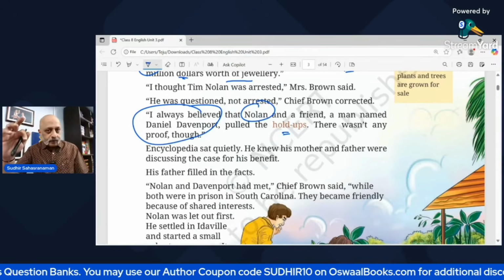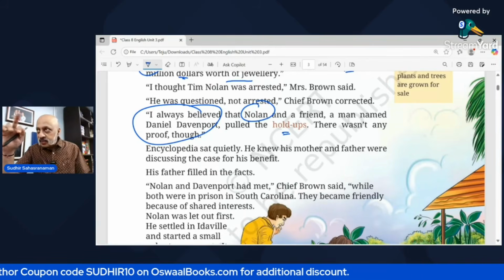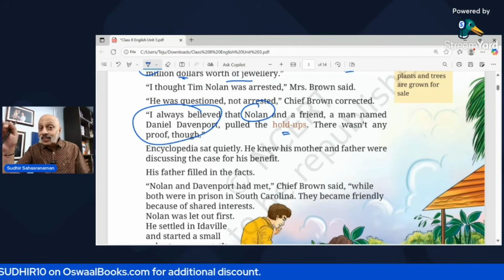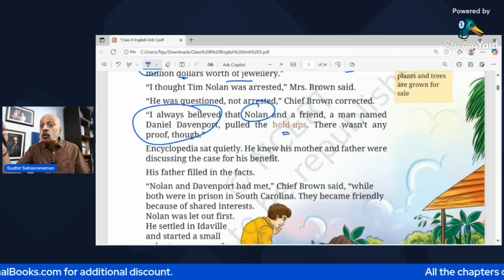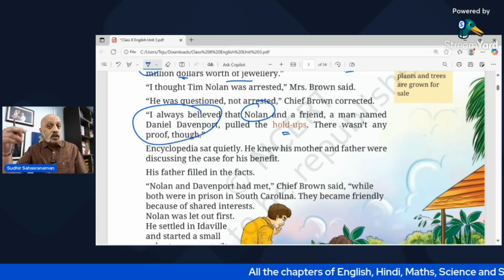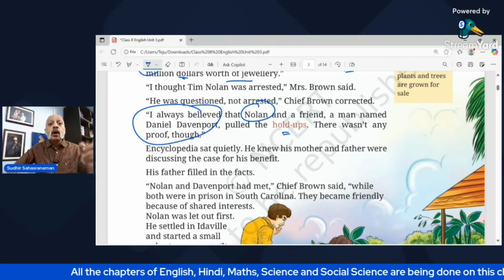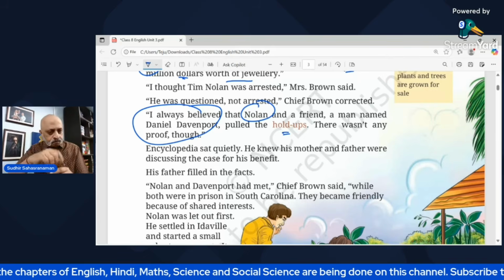Encyclopedia sat quietly. He knew his mother and father were discussing the case for his benefit. So the discussion between the parents was actually taking place so that Leroy Brown could listen to the details and solve the case for his father. So all these details were actually being said aloud for the benefit of the son.